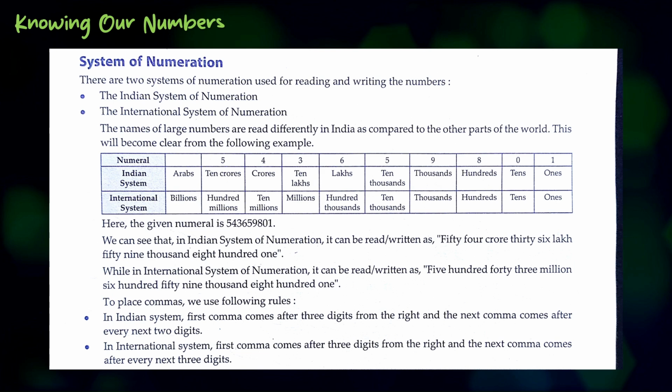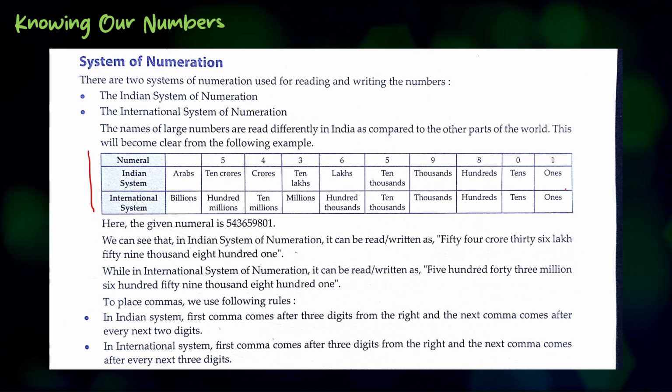System of numeration. There are two systems of numeration used for reading and writing numbers: the Indian system of numeration and the international system of numeration. The names of the larger numbers are read differently in India as compared to other parts of the world. This will become clear from the following example. Now, numerals, Indian system, international system. They have superbly explained it with a tabular column.